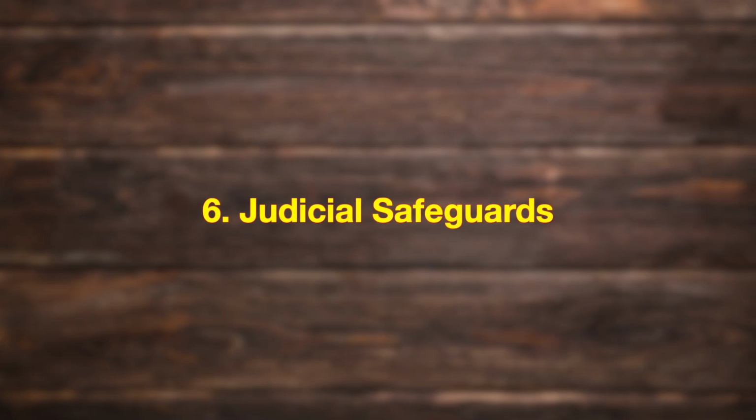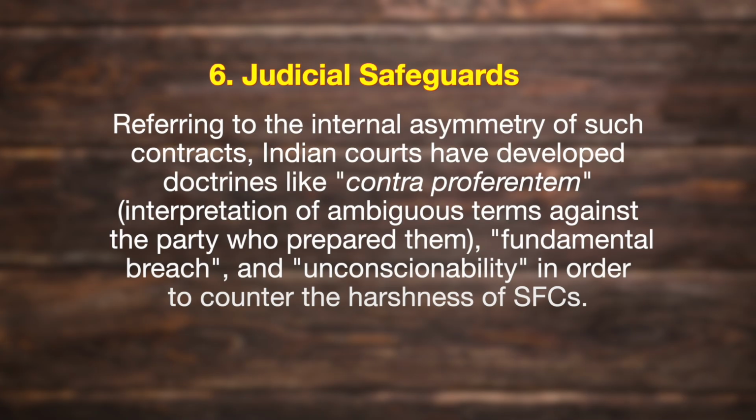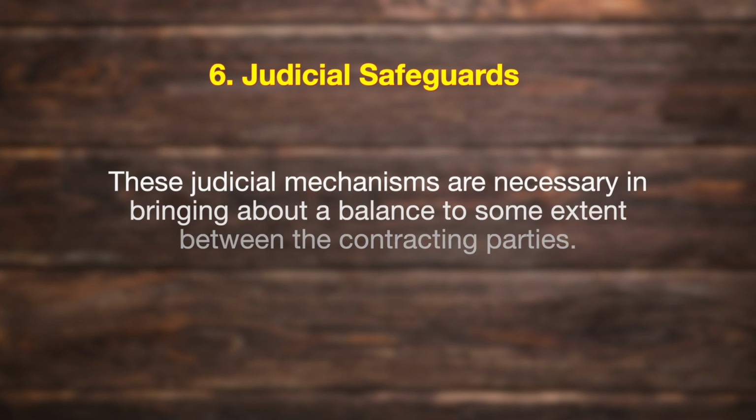The sixth is judicial safeguards. Referring to the internal asymmetry of such contracts, Indian courts have developed doctrines like contra proferentem, that is, interpretation of ambiguous terms against the party who prepared them, fundamental breach and unconscionability in order to counter the harshness of standard form contracts. These judicial mechanisms are necessary in bringing about a balance to some extent between the contracting parties.